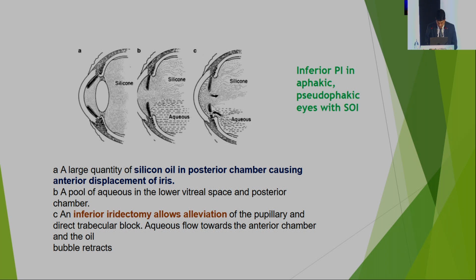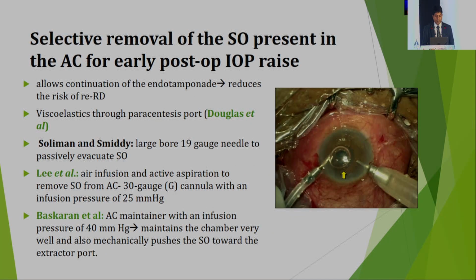So in some cases like phakic or pseudophakic eyes, when you are doing a vitrectomy, it's always advisable to do an inferior iridectomy, which is also known as an Ando iridectomy, which allows the silicone oil to fall back into the posterior chamber and can establish a normal aqueous outflow and can reduce the angle closure attack.